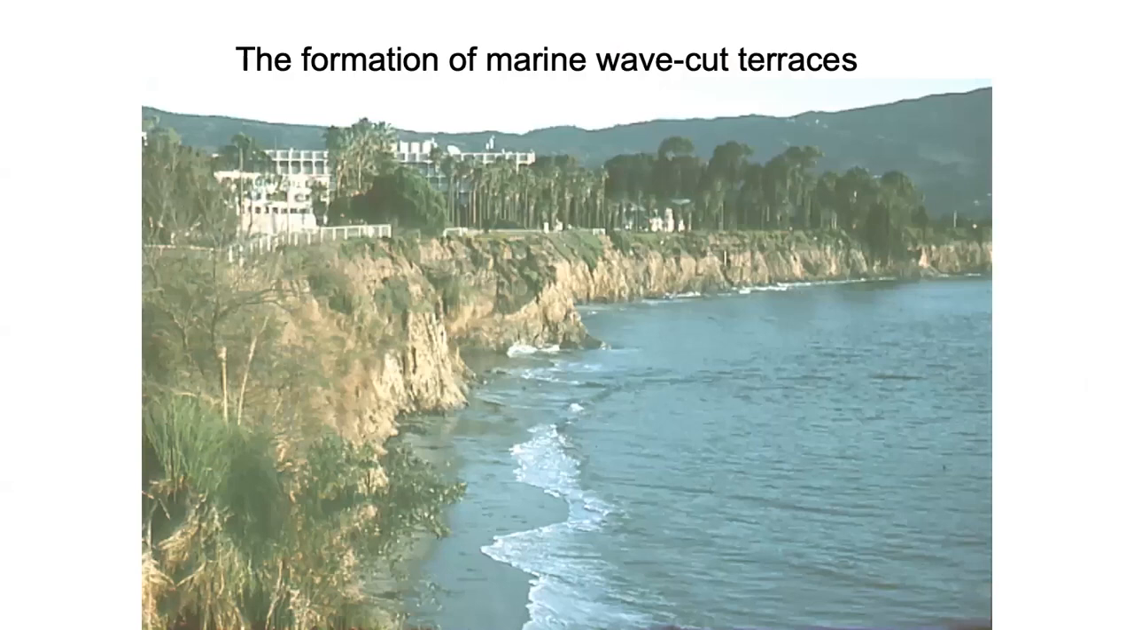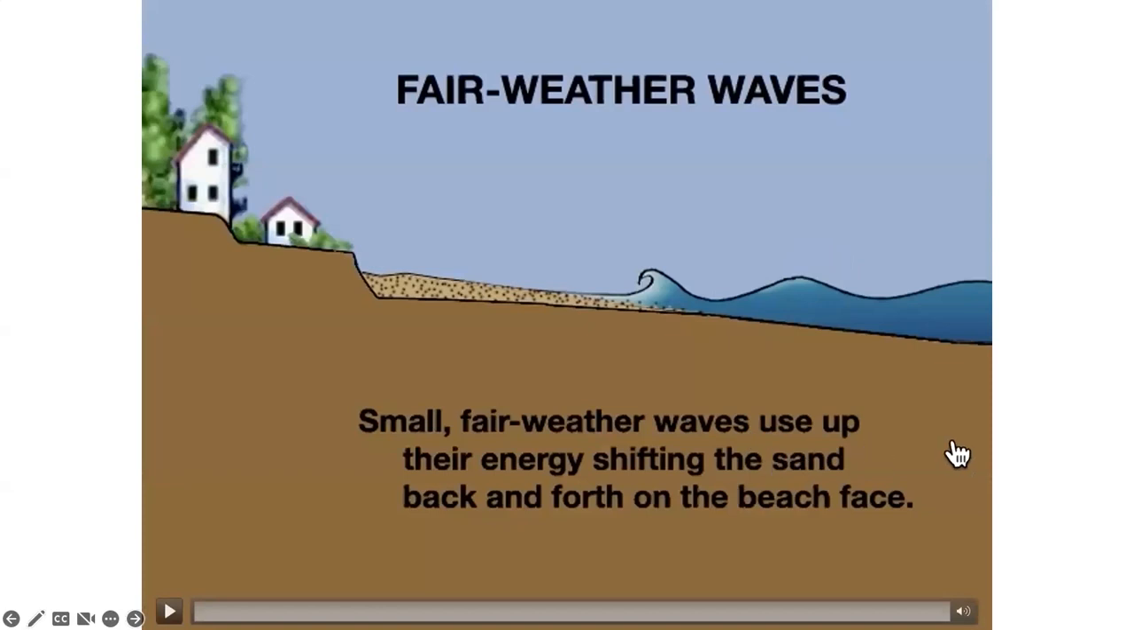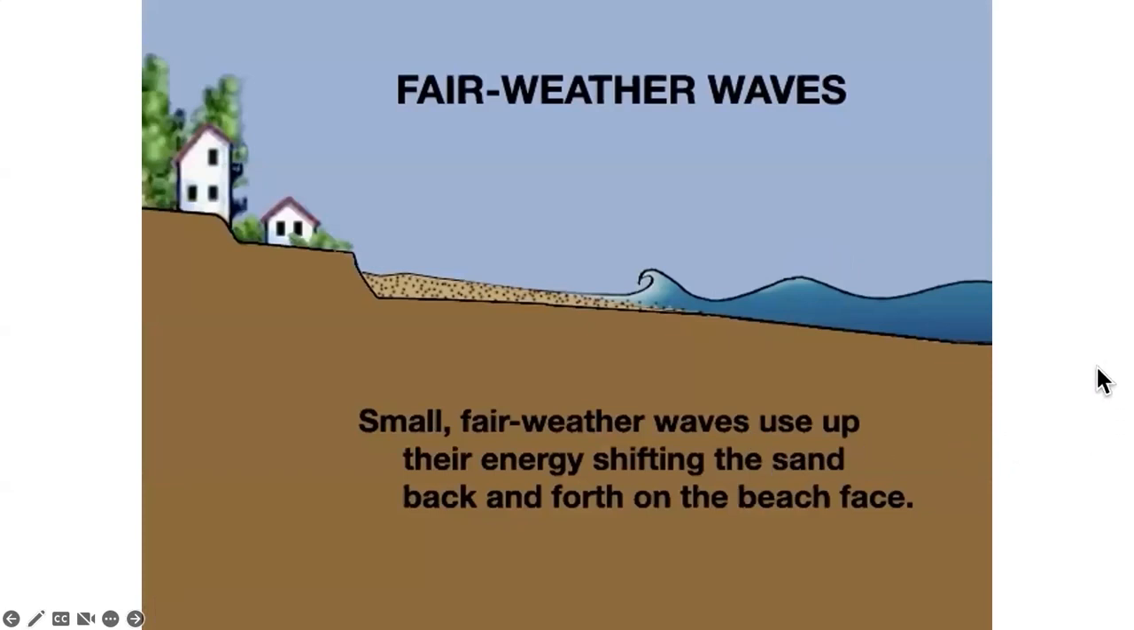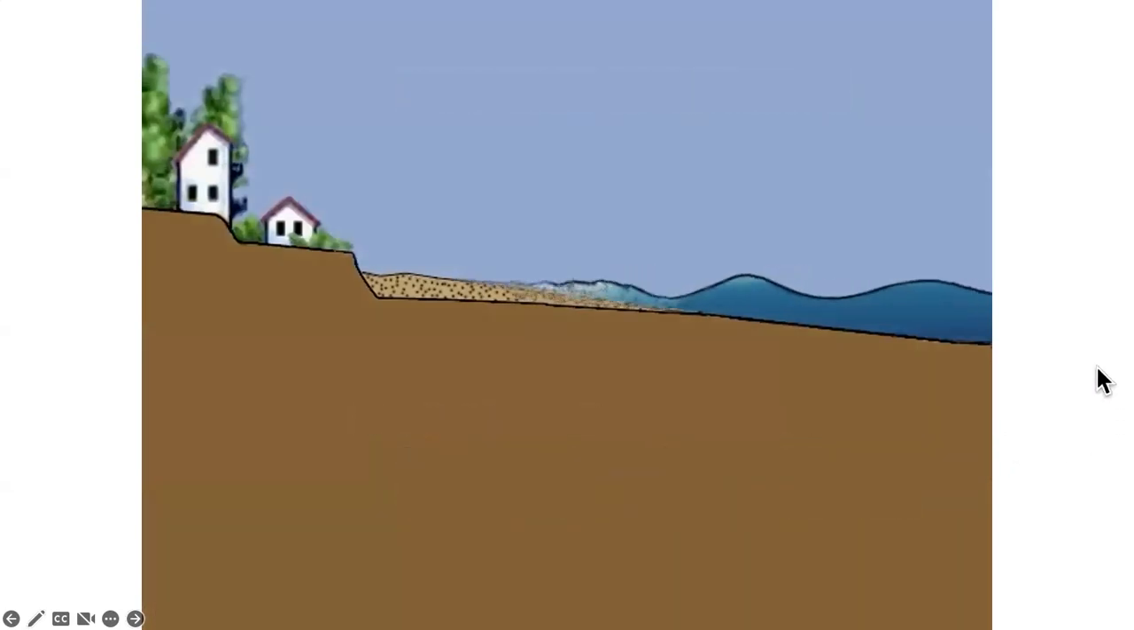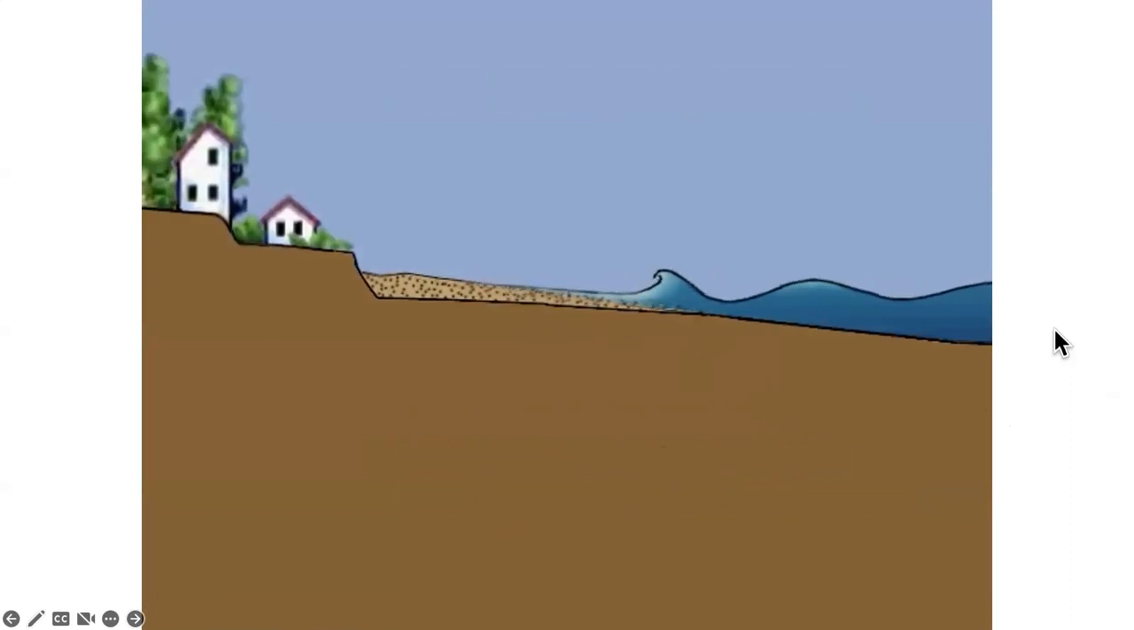Here's a more boring topic from the same thing. It's the formation of marine wave-cut terraces. So this is the campus at UCSB, and it's built on a terrace. So here's how the terraces are made. This movie is just about what we all know, that ordinarily the waves just throw the sand around. The sand is our great friend because it uses up all that wave energy.